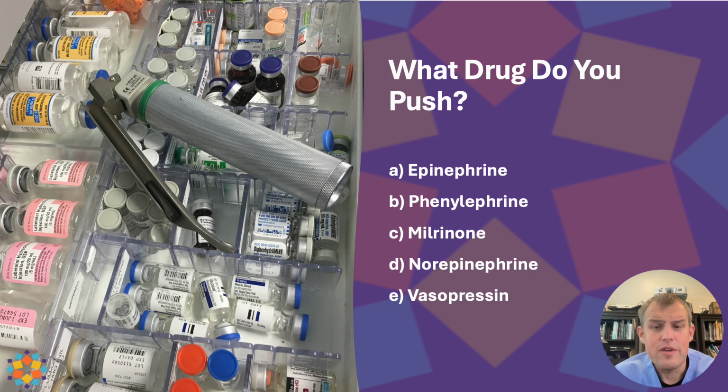So what drug do you push? You push epinephrine, phenylephrine, milrinone, norepinephrine, vasopressin. Think about what would be best for this patient in this case. ICD for primary prevention. And what did we have? We had a blood pressure in the 70s, heart rate, AFib in the 70s.